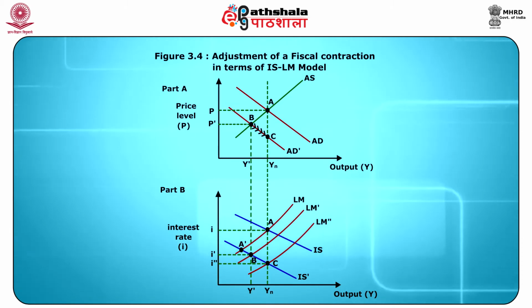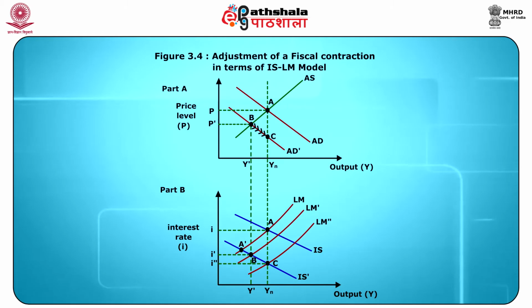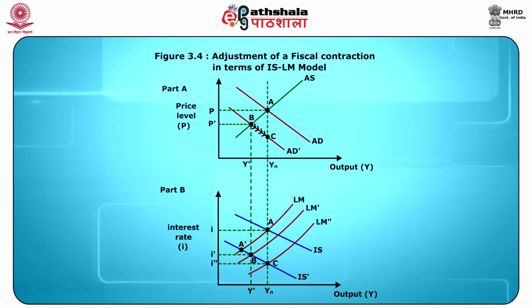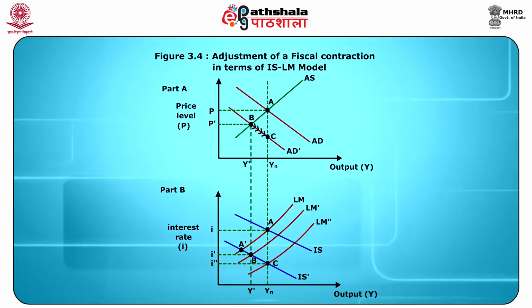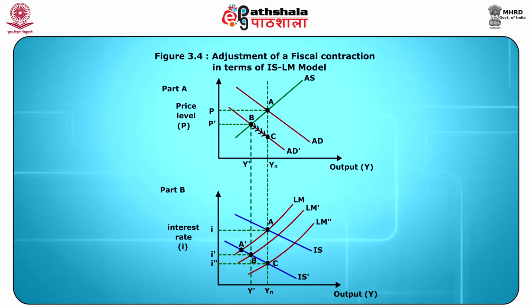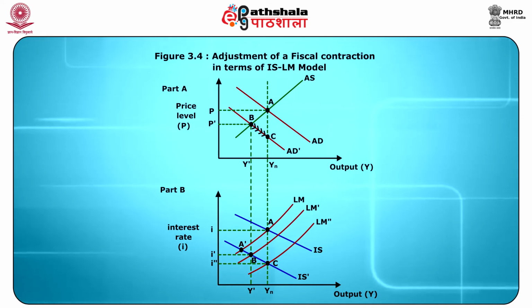This arises because the price level is now lower, which leads to an increase in real money supply, causing a shift of the LM curve to the right from LM to LM dash, lowering the level of interest rate and income. With a constant price level, the economy would have moved to point A dash.